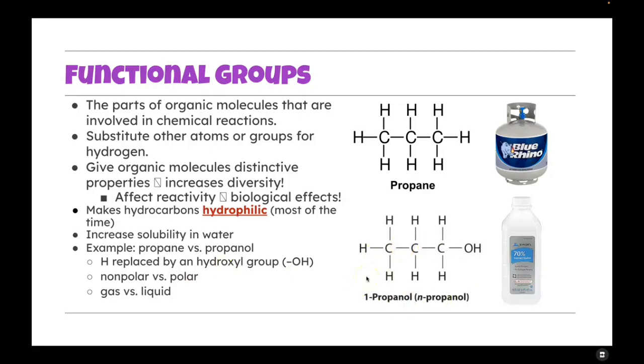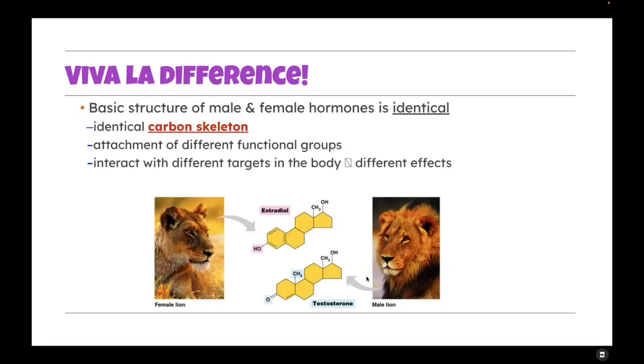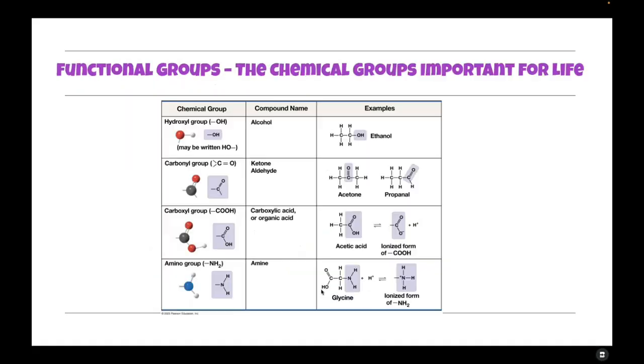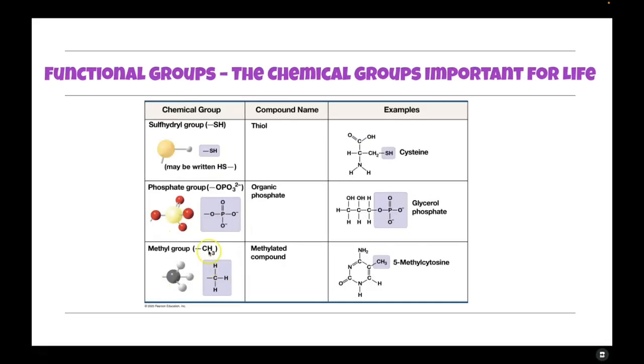And this is based on the functional groups. Here you can see that even in hormones, when you add an OH to the female hormone, it's completely different from testosterone. So the different structure affects the function. Here are more examples of functional groups. You can see that you have your hydroxyl, your carboxyl right here, your amino, and then your phosphate over here.